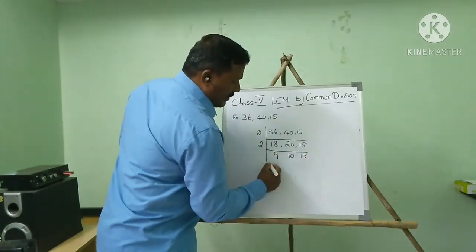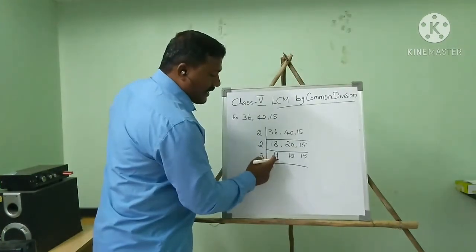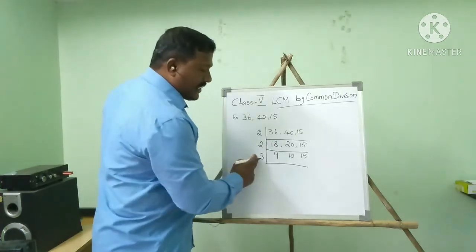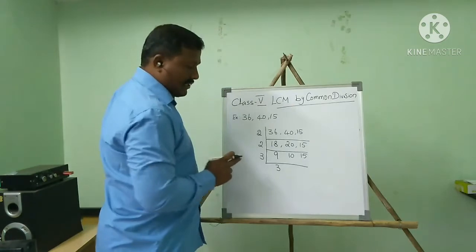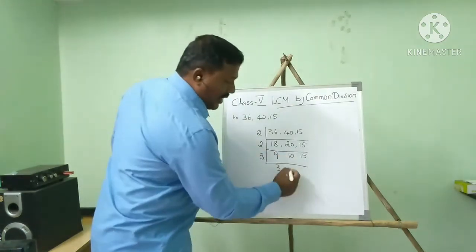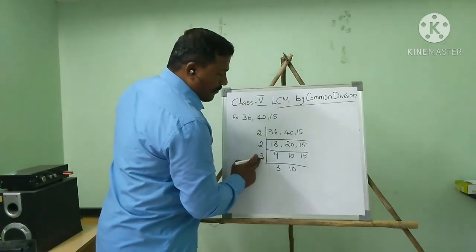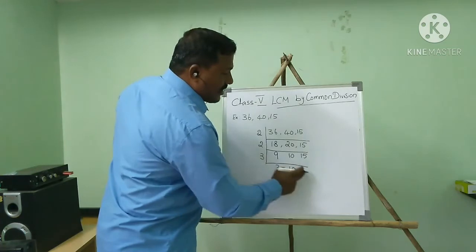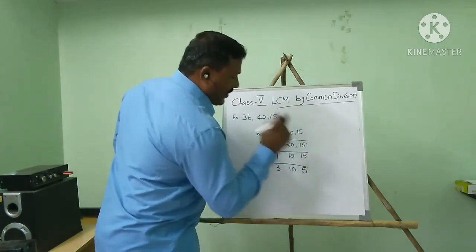Okay. Now I will divide by 3, because here 9 is there, 15 is there now. We can divide by 3 easily. So 3 3's are 9. So 10 we can't divide, so I will take it down as it is. Then 3 5's are 15.